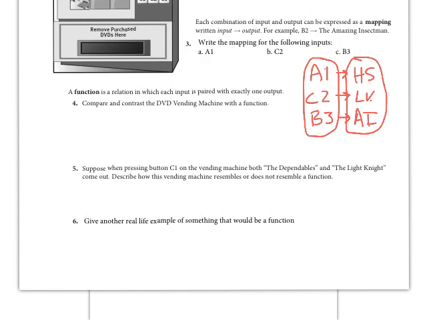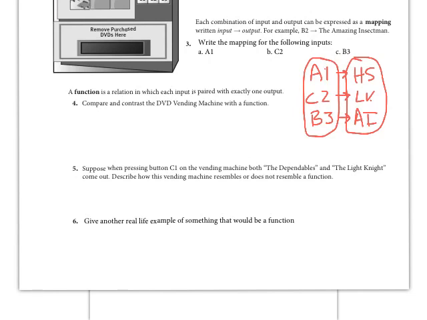Okay, so a function has every input paired with exactly one output. So compare and contrast the DVD vending machine with a function. Okay, so let's talk about that. Is the DVD vending machine a function? Give me a thumb. Thumbs up for yes, thumb down for no. Is the DVD vending machine a function? Easy for me to say. Oops. Good. I see mostly yeses, a couple no's.